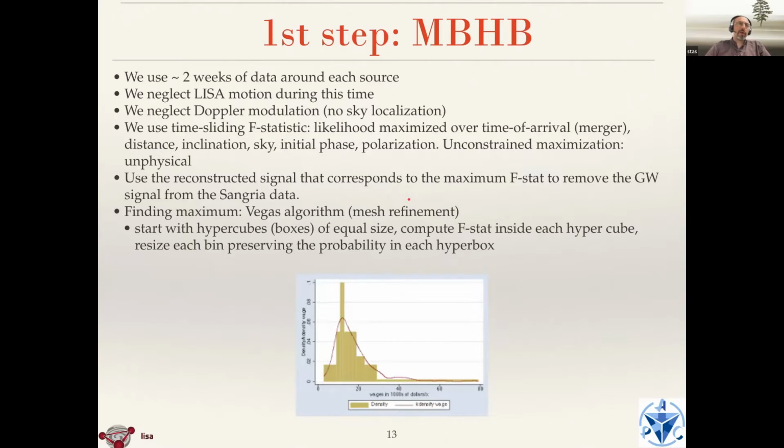Still, I need to find the masses and spins of these merging massive black holes, and I use a grid-based method with mesh refinement based on the Vegas algorithm. It's similar to producing a histogram: you start with equal bin sizes, but then you resize the bins according to the number of events, or in this case according to the likelihood evaluated in each hyperbox, to preserve the probability in each hyperbox.